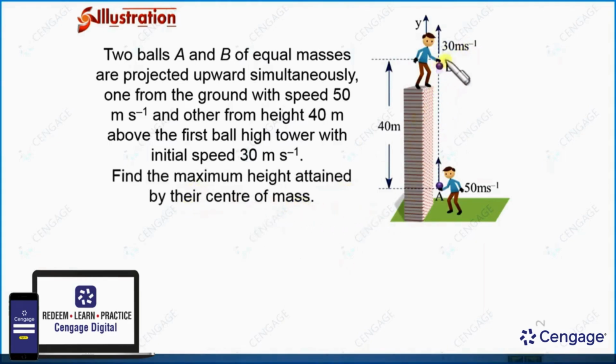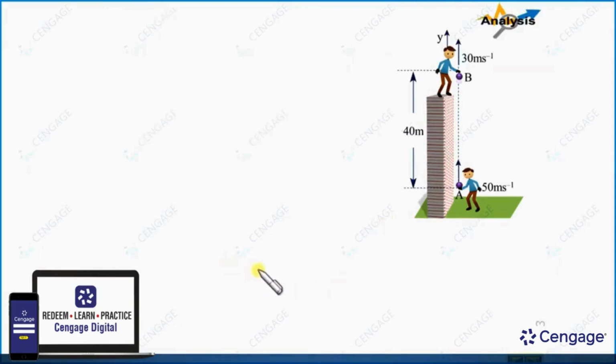That means for the center of mass of A and B, we need to calculate what height it will attain. That's the maximum height reached by the center of mass of the A and B system. So let us move to the problem analysis part. This is the diagram. Now let us select balls A and B as a system when they are traveling.